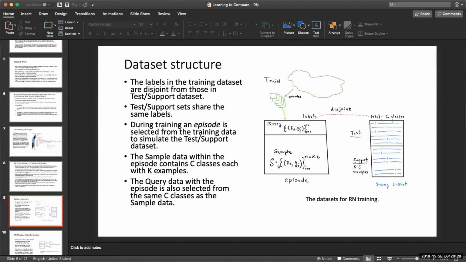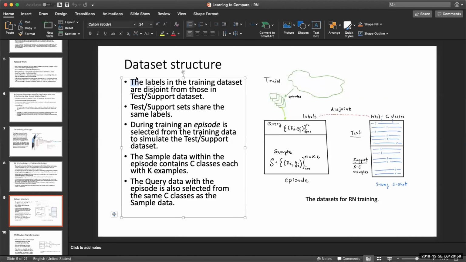And the notation that's used for the data is X and Y, X being, in this case, images, Y are the labels for the image, and I, the index I in a paper typically is the sample, means the data comes from the sample, whereas J indicates it's the query.